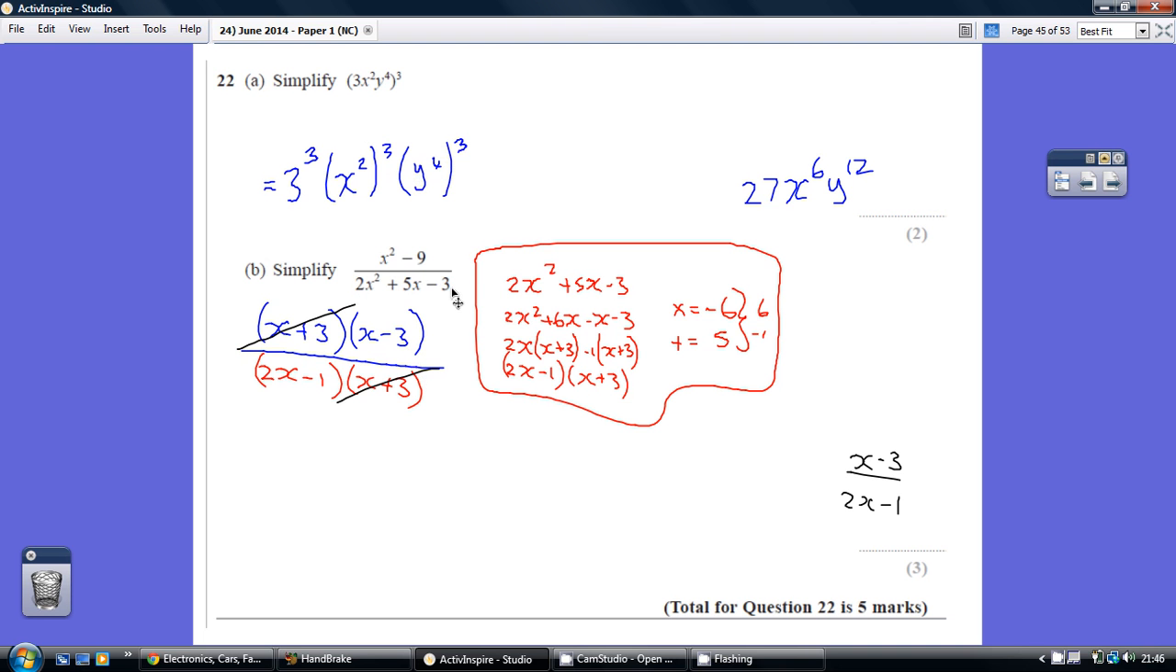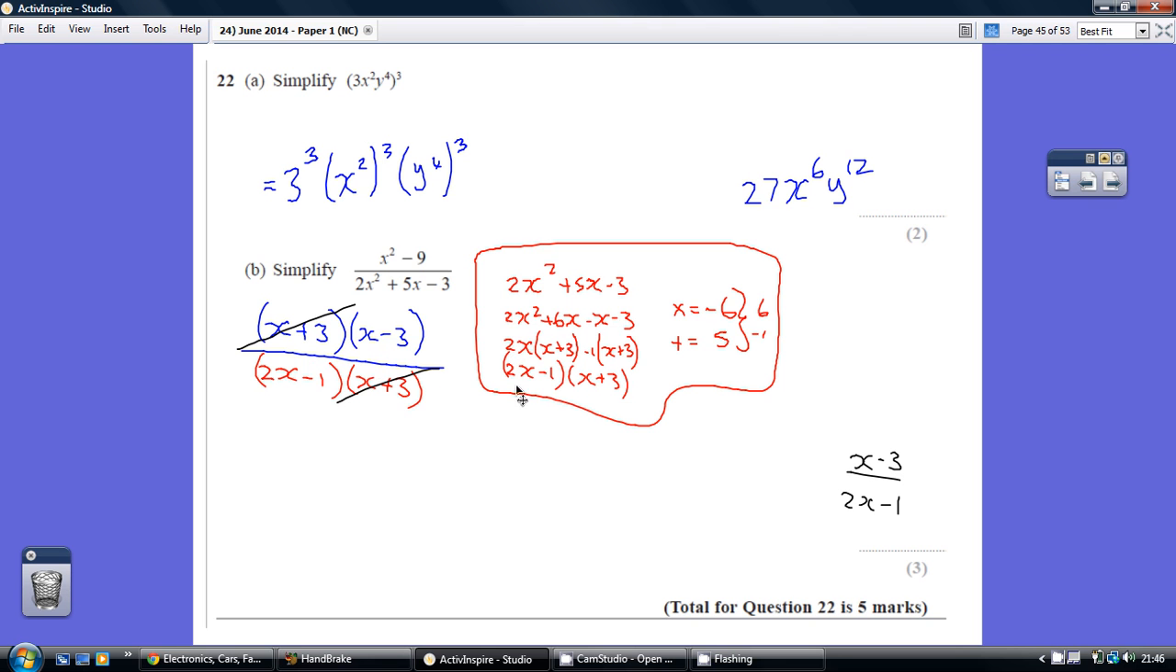When we go and factorize the denominator, some of you will be able to do this by inspection. I've got this sort of fairly long-winded method here, but either way you should get 2x minus 1 in a bracket, x plus 3 in a bracket. The x plus 3's cancel out, leaving us with x minus 3 over 2x minus 1, and at that point the brackets are no longer required, so that's the final answer.